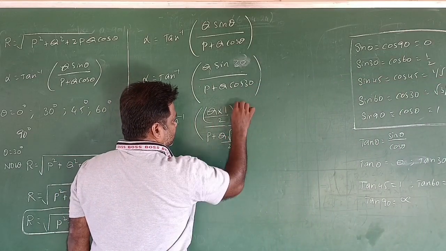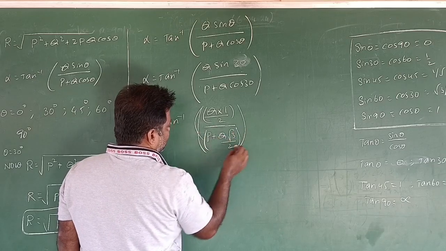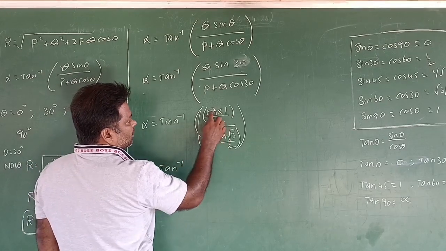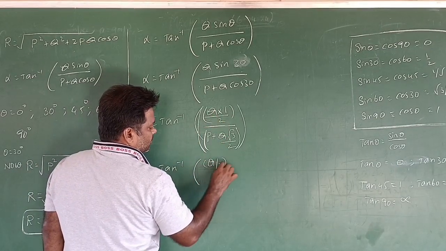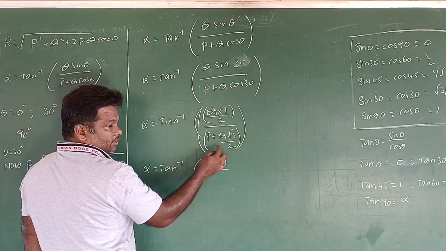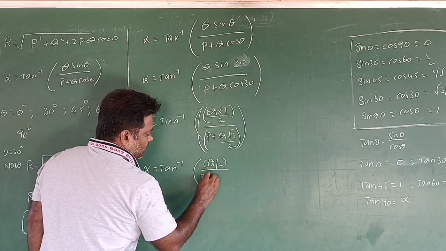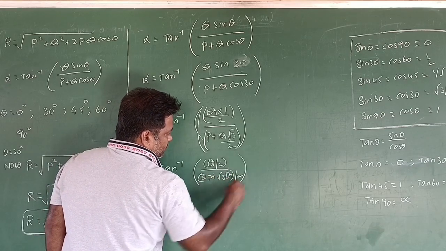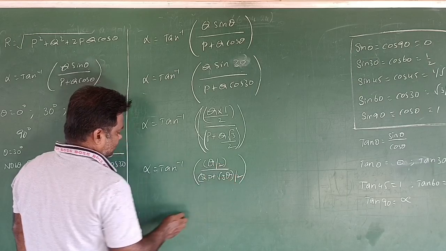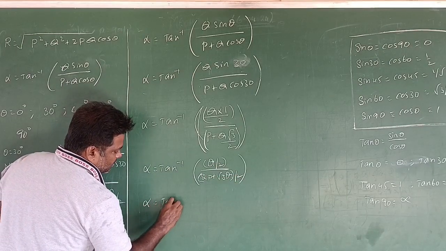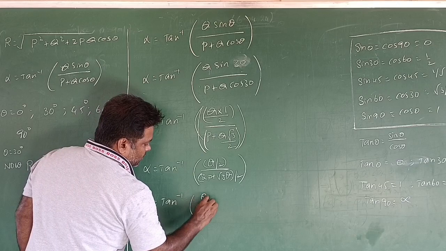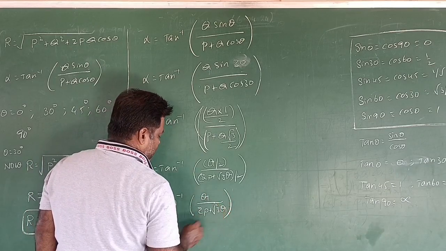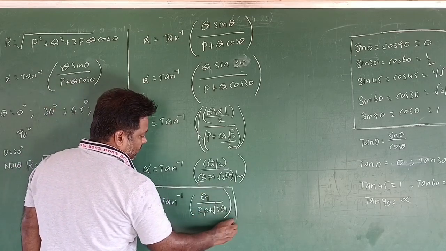Now we will do a simple calculation in the denominator. This may be a little confusing, but you need to do it individually. So in the numerator you will get Q by 2, and this is a small simplification: 2P plus root 3Q, whole divided by 2. Then the 2 will get cancelled. Alpha is equal to tan inverse of Q by 2P plus root 3Q. This is your value of alpha.